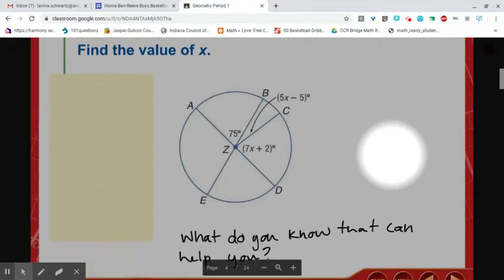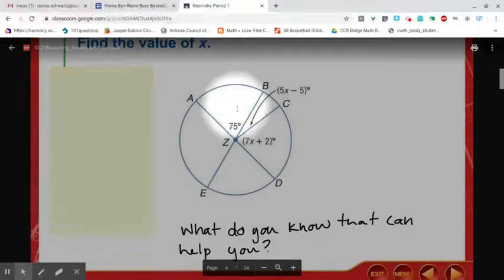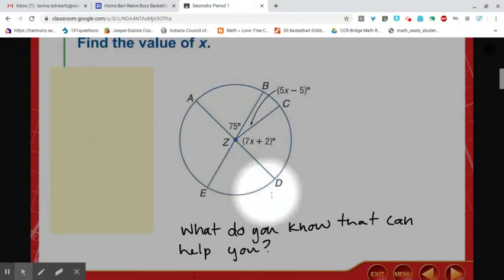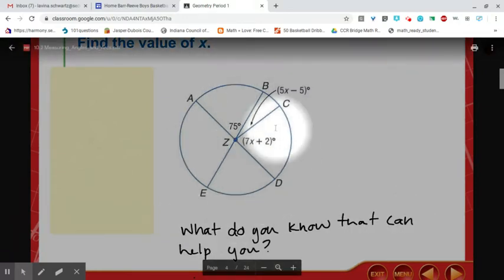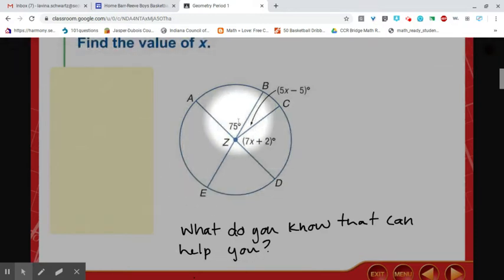So then it asks, find the value of x. Okay, so they give you some expressions, they give you some numbers. So what do you know that can help you? Well, a whole circle sums up to 360. This 75 can reflect down here as a vertical angle, another 75. And then you can even use these two and put those over there as vertical angles.